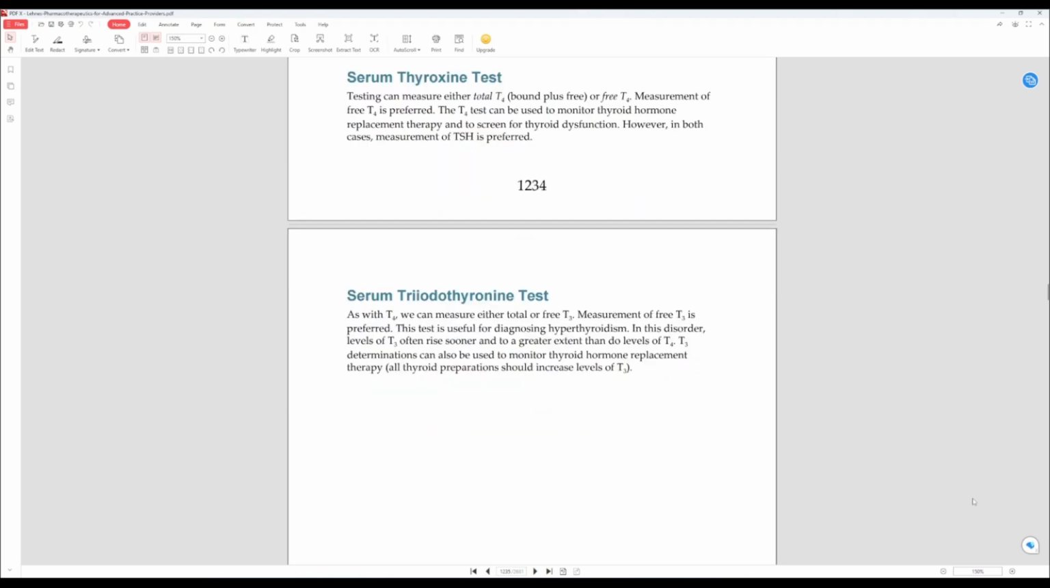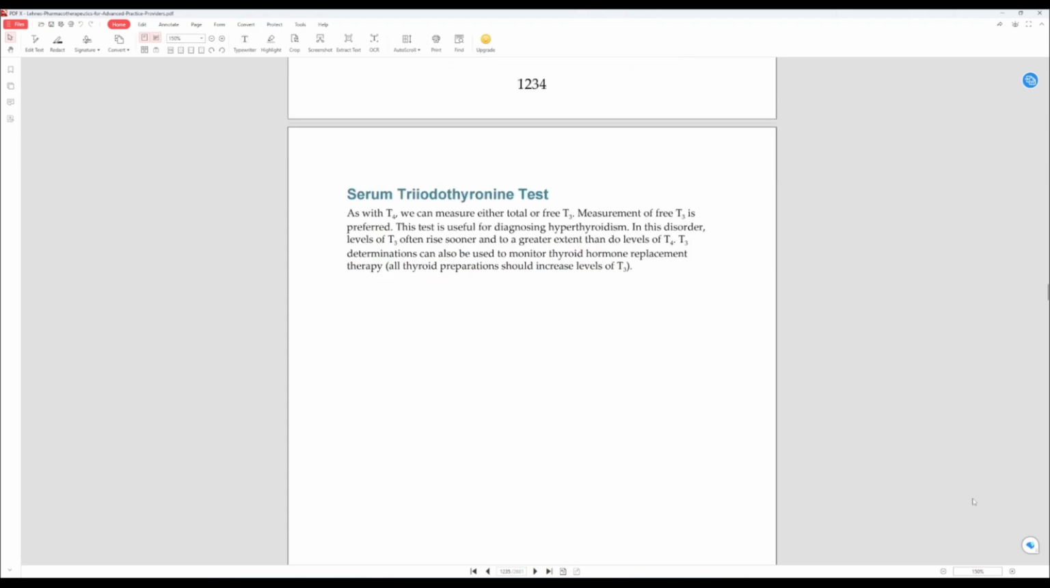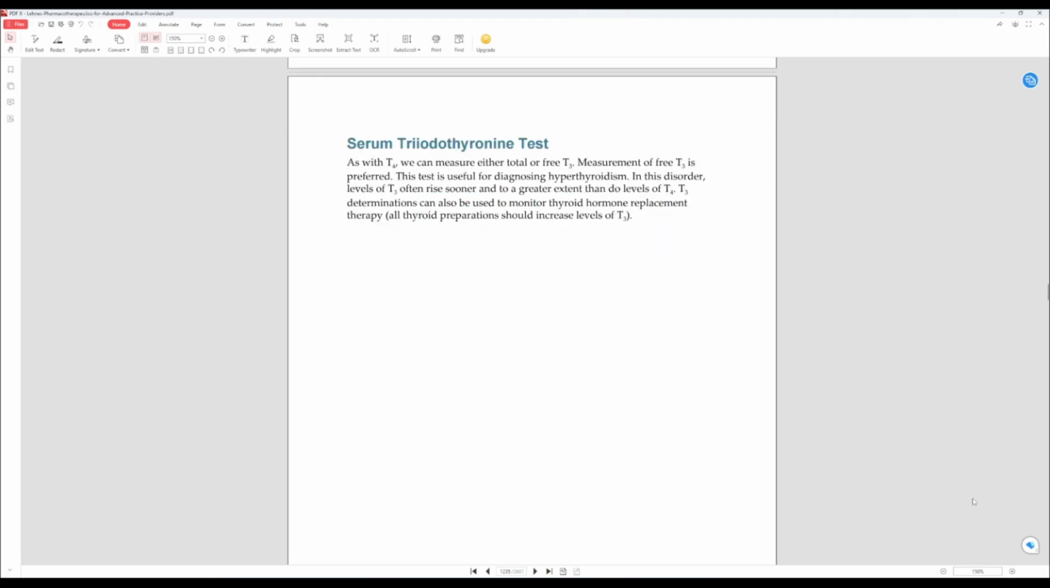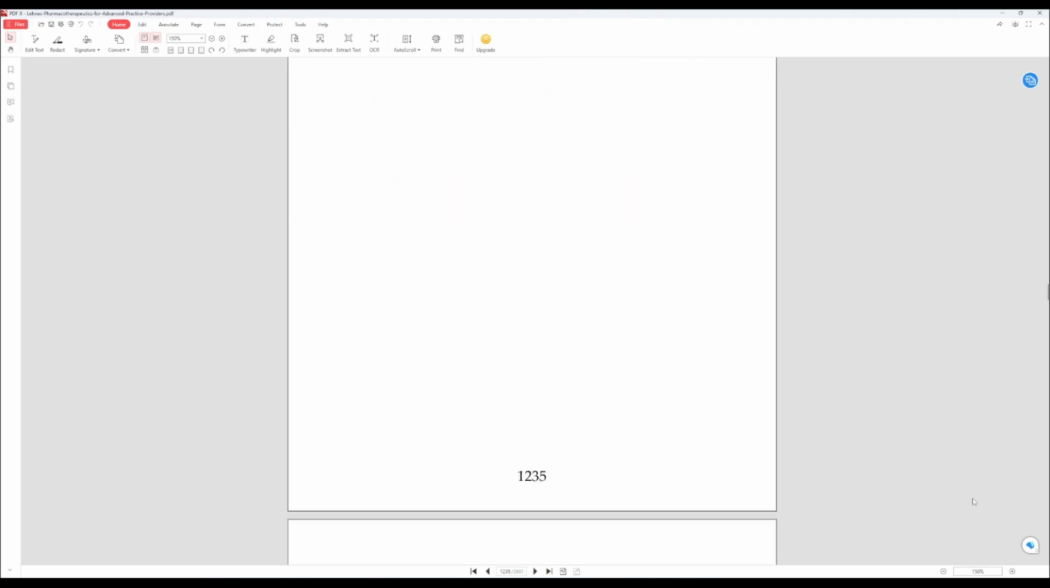Your serum triiodothyronine test. As with the T4 measurement, we can measure either a total or a free T3. Measurement of free T3 is preferred. This test is useful for diagnosing hyperthyroidism. In this disorder, levels of T3 often rise sooner and to a greater extent than do levels of T4. T3 determinations can also be used to monitor thyroid hormone replacement therapy. All thyroid preparations should increase levels of T3.